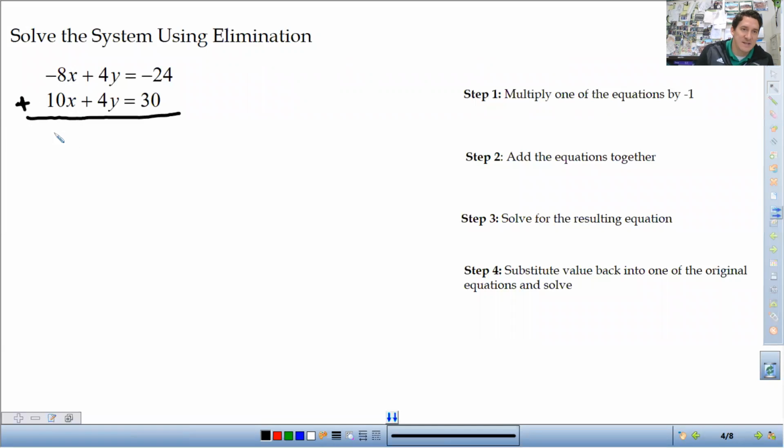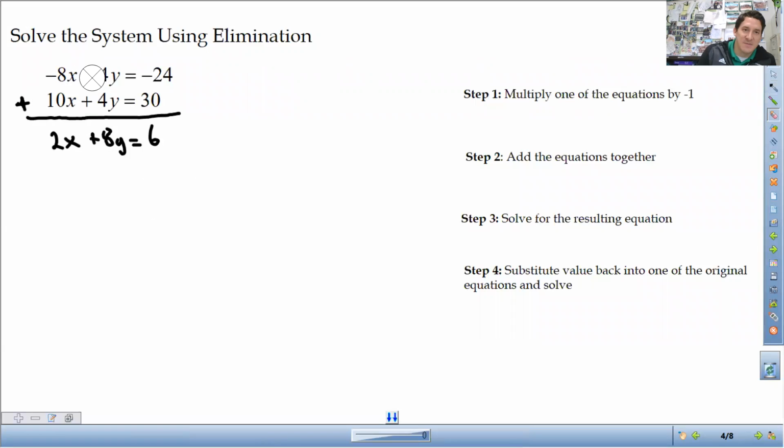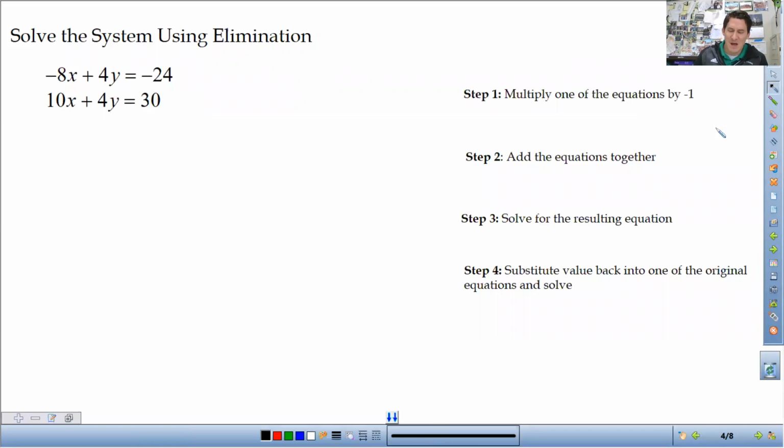Negative 8x plus 10x is positive 2x. Positive 4y plus positive 4y is 8y. And then negative 24 plus 30 is positive 6. We still can't solve this equation because it still has two variables in it. So adding them together right away did not help us out. The reason is that both the 4y and 4y in these equations are positive, so when we add them together, nothing canceled out. What we need to make happen is that when we add equations together, a variable cancels out.